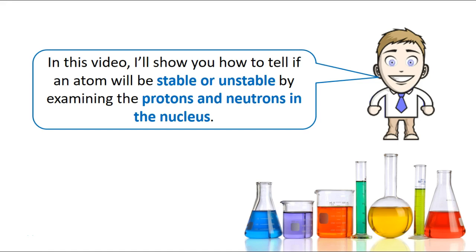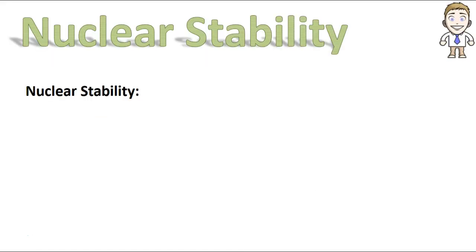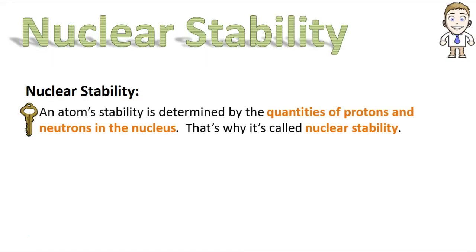In this video, I'm going to show you how to tell if an atom will be stable or unstable by looking at how many protons and neutrons are in the nucleus. Let's start off by just generally stating that an atom's stability is determined by the quantities. That's how many protons there are versus how many neutrons there are in the nucleus, which makes sense. That's why it's called nuclear stability.